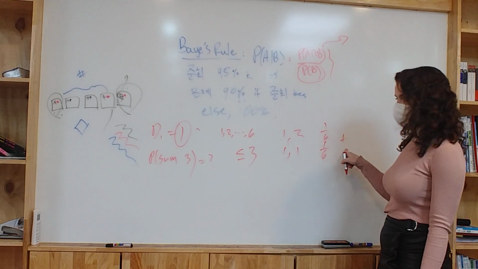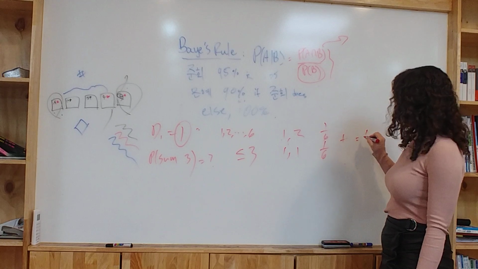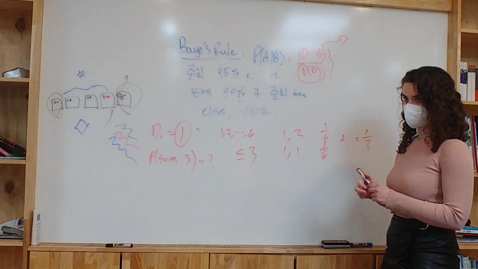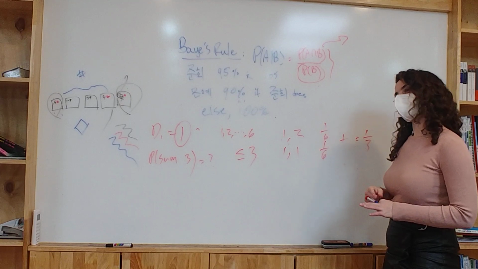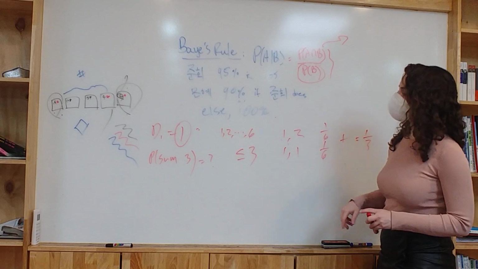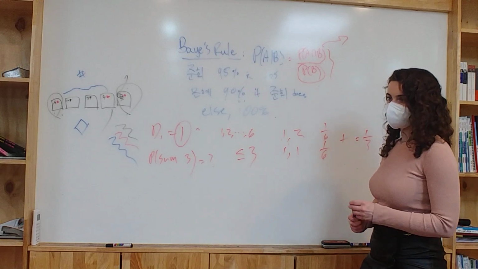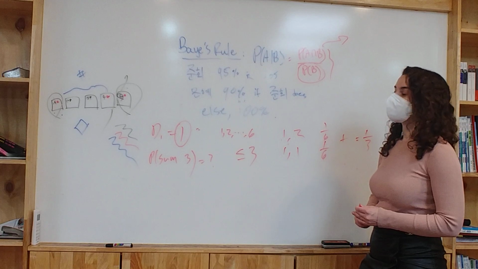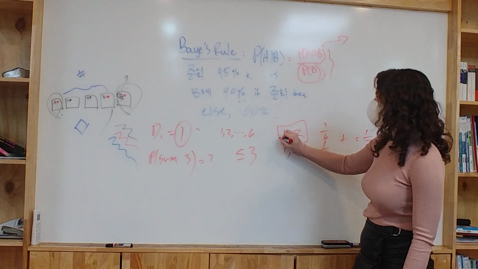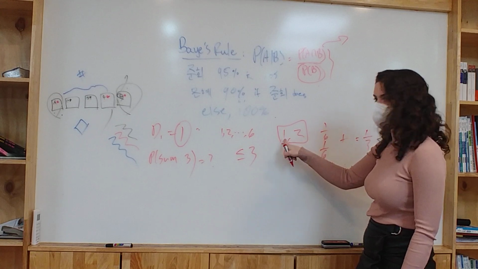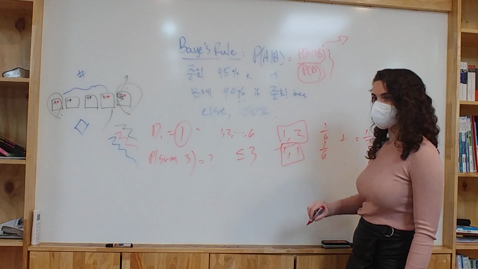These are different cases. 1 and 2 is different too. These are completely different cases. So this is one outcome in the sample space. This is that you rolled a 1 and then you rolled a 2. This is a completely different outcome.